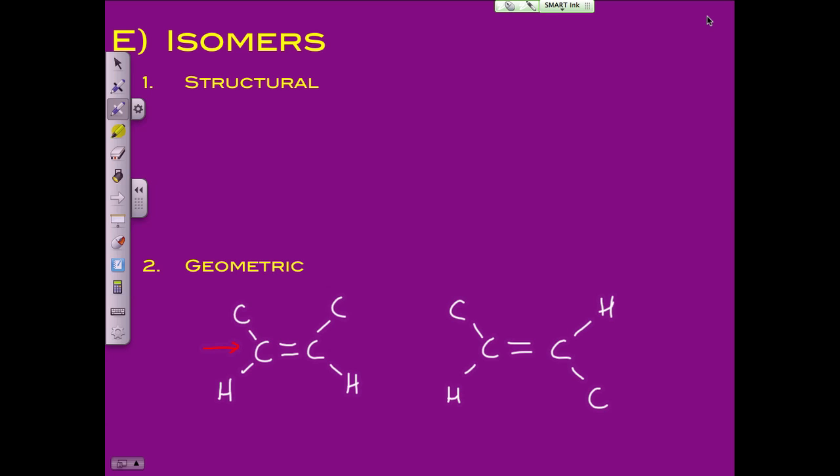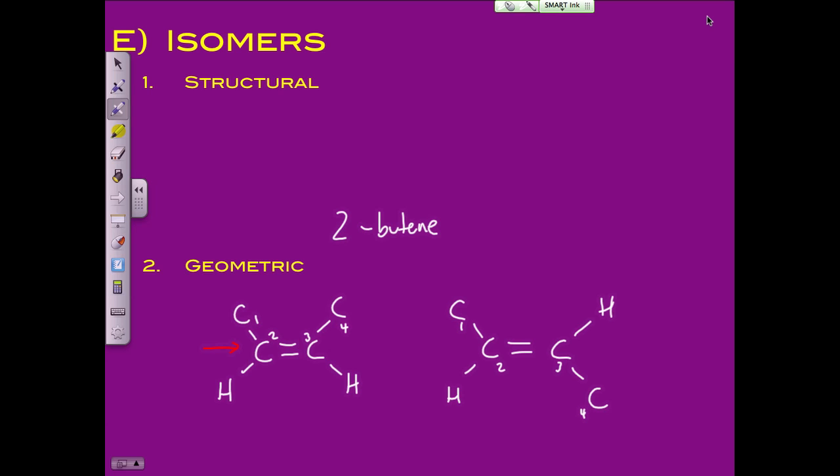So notice these are both the same thing. They're both 2-butenes. Because notice my numbering here again, I have 1, 2, 3, 4. There's no branches, right? It's just a long chain. 1, 2, 3, 4. So they're both 2-butene.